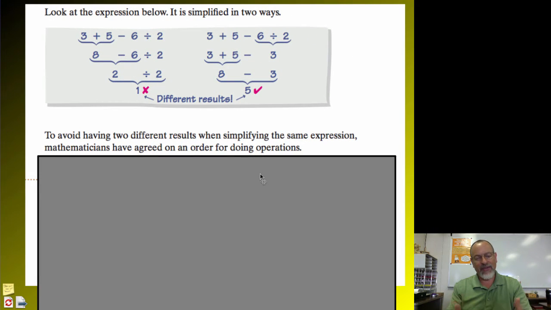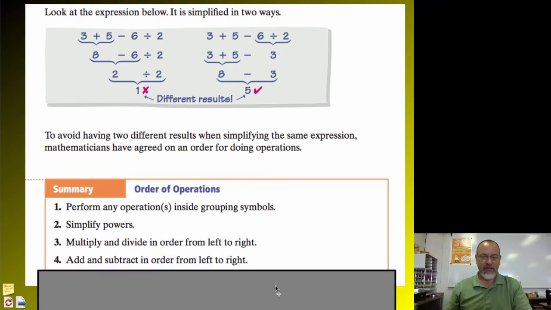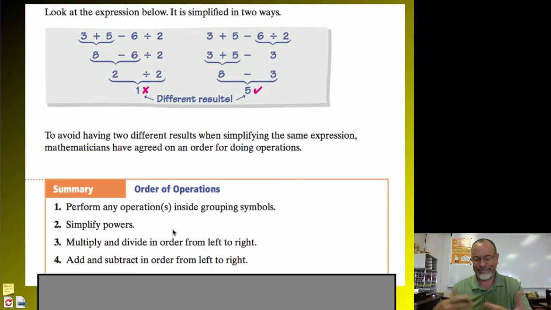So, to avoid having this problem happen, we're going to do an agreed upon order of operations, and this is what they are in a summary. We perform operations inside grouping symbols first, and I'll talk about those in a moment. We then simplify the powers, or we do the exponents. We then multiply and divide in order from left to right, and that's very important. And then we add and subtract in order from left to right.